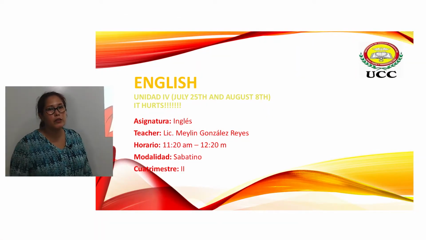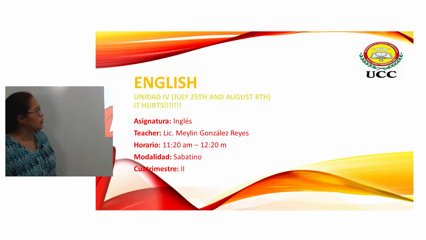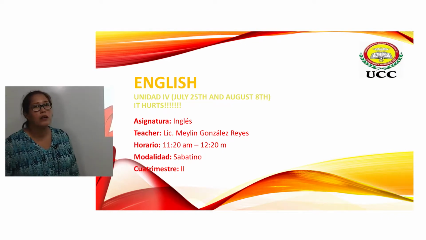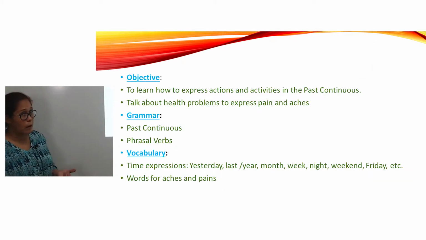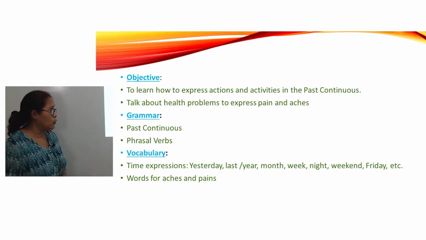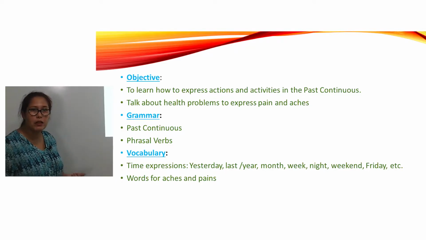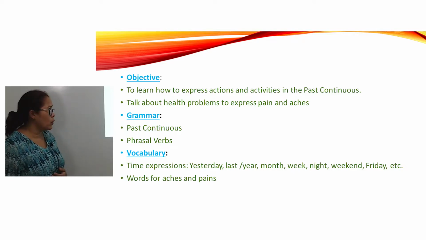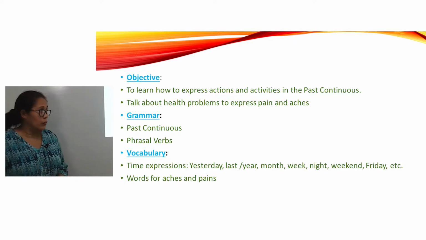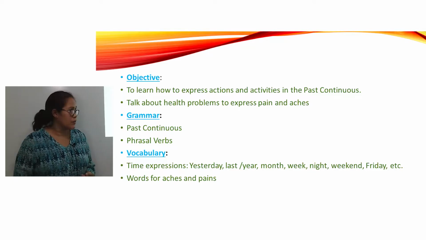We're going to start today with our new topic. We have two different topics, actually, and I hope you enjoy it as well. So, guys, we are going to start today with our topic, which is Unit 4, It Hurts. So it's going to cover July and August. Our main objectives actually is to learn how to express actions and activities in the past continuous. That's the first grammar structure that we're going to check. And also we're going to talk about health problems to express a pain and aches.